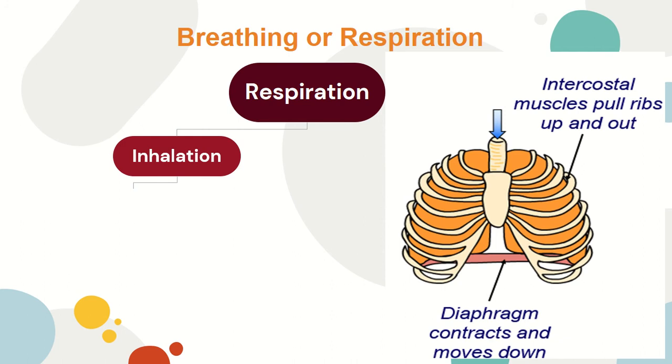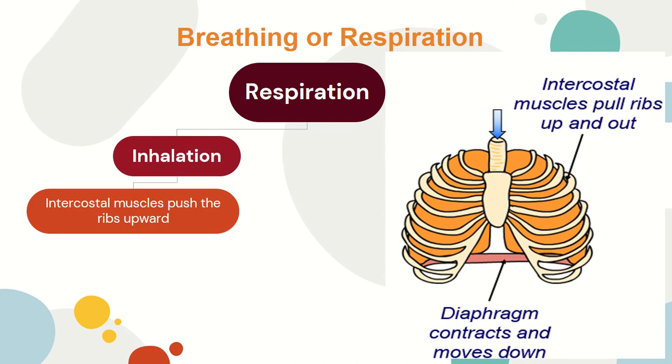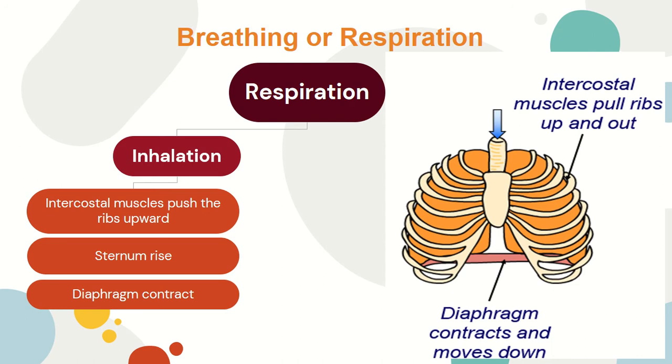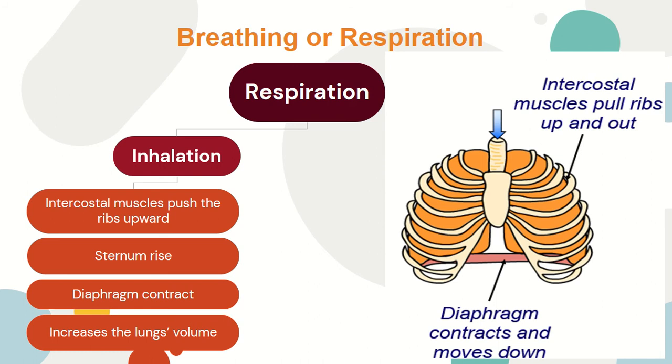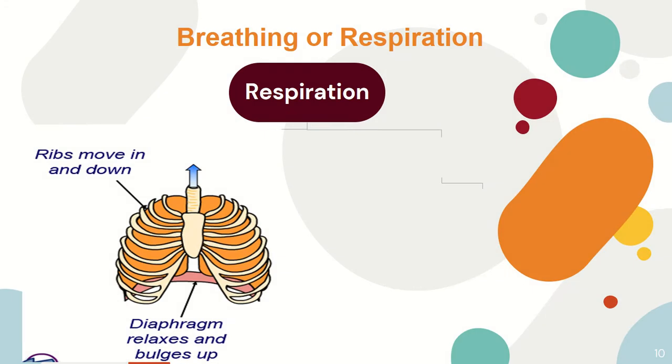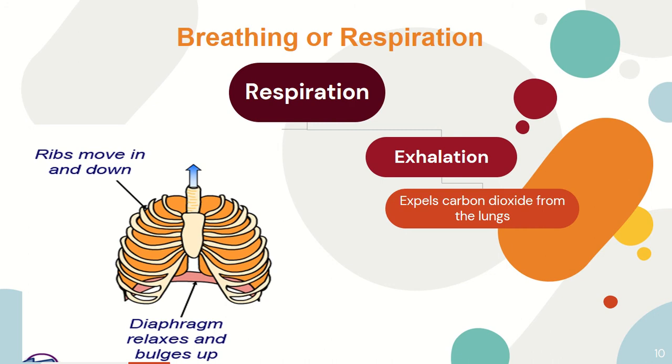When we say inhalation, it is the process of taking in air. It makes the intercostal muscles push the ribs upward, the sternum rises, this is the sternum, the diaphragm contracts, and the lungs' volume increases. On the other hand, exhalation expels carbon dioxide from the lungs into the atmosphere and reduces the volume of the lungs.